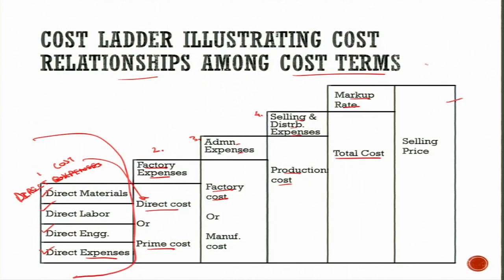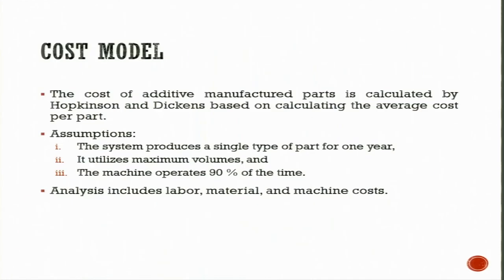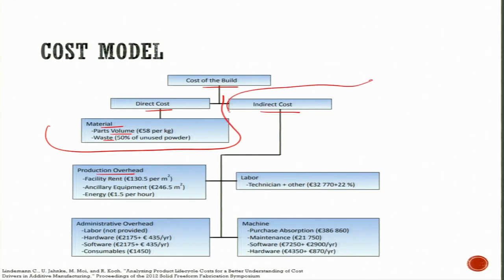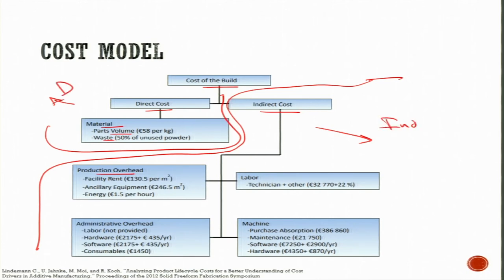The rest all are the indirect in a way, right? So the rest are all indirect here. Right, these are indirect, but this is direct. In which the overhead costs are there, labor cost is there. You can see the facility rent, which is mentioned in this study as 130 euros per meter square. Then ancillary equipment is costing 246 euros per meter square. Energy consumption is 1.5 euros per hour.